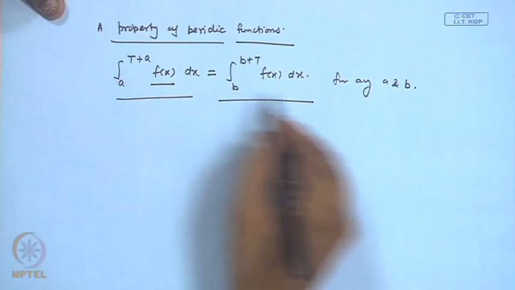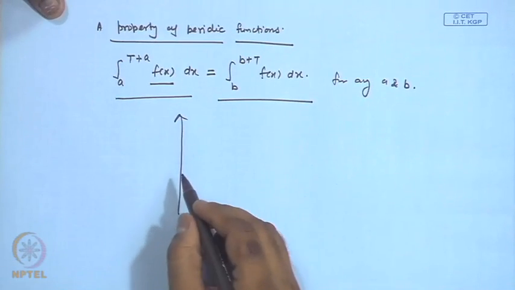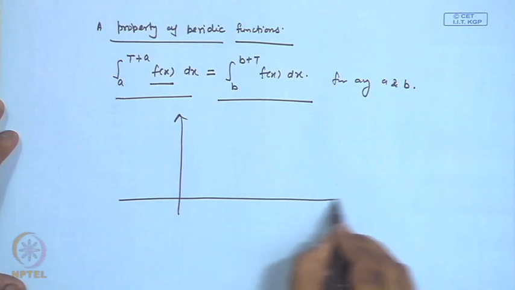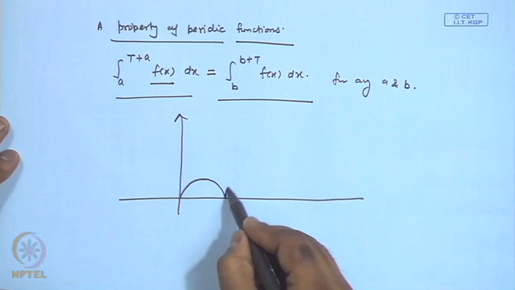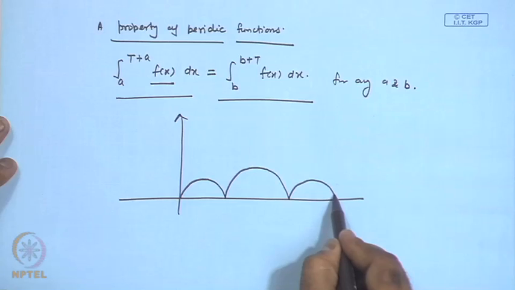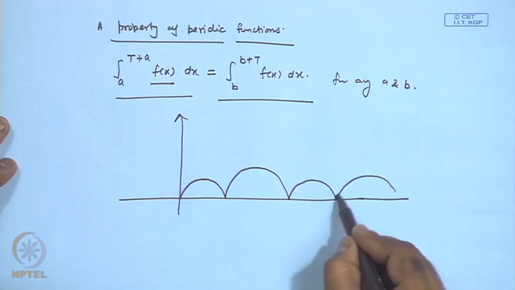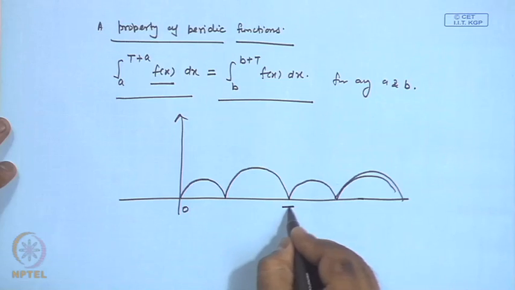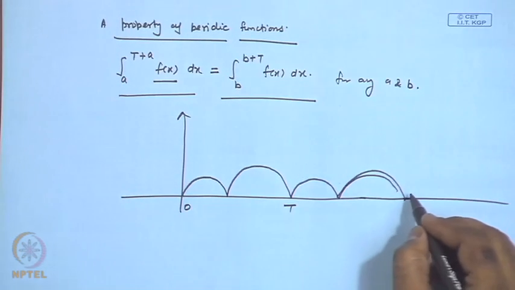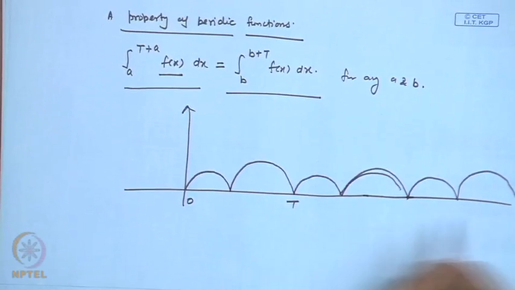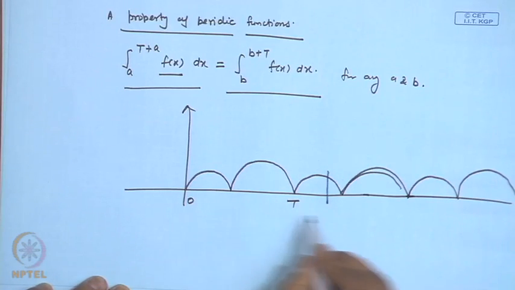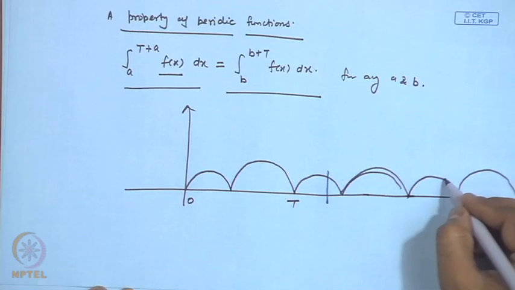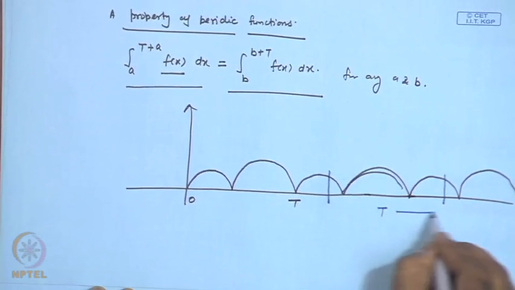Without going to a formal proof, we can see this here. Consider that this is the periodic function we are talking about, and from 0 to capital T we have this period, and so on. If we integrate, for example, from here over an interval of length T, it will end up here, and this is again T.